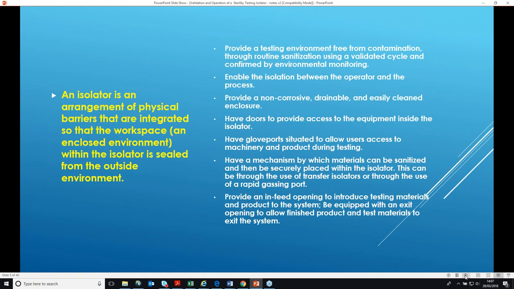Isolators also have a mechanism by which materials can be sanitized and then securely placed within the isolator. This can be through the use of transfer isolators, or perhaps more commonly these days, through the use of a rapid gassing port. Now, some users elect to load all materials into a main isolator and then run a full sanitization cycle, or they elect to use a gassing port. However that works, the design principle is to provide an in-feed opening to introduce materials and product into the core isolator system. Isolators also need to have a means of exit. It can be the same way as entry, but a means of allowing finished product and test materials to exit from the isolator system.